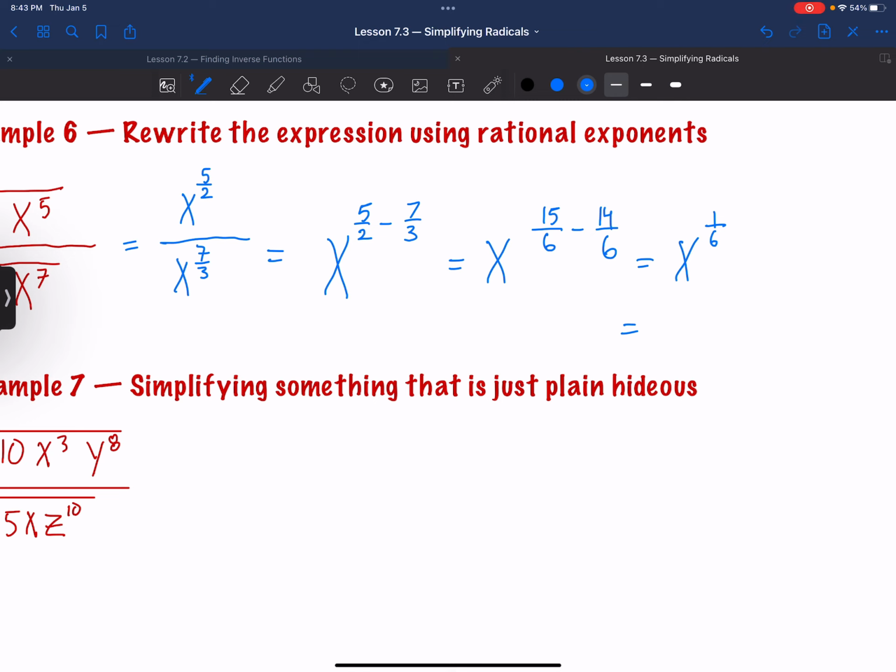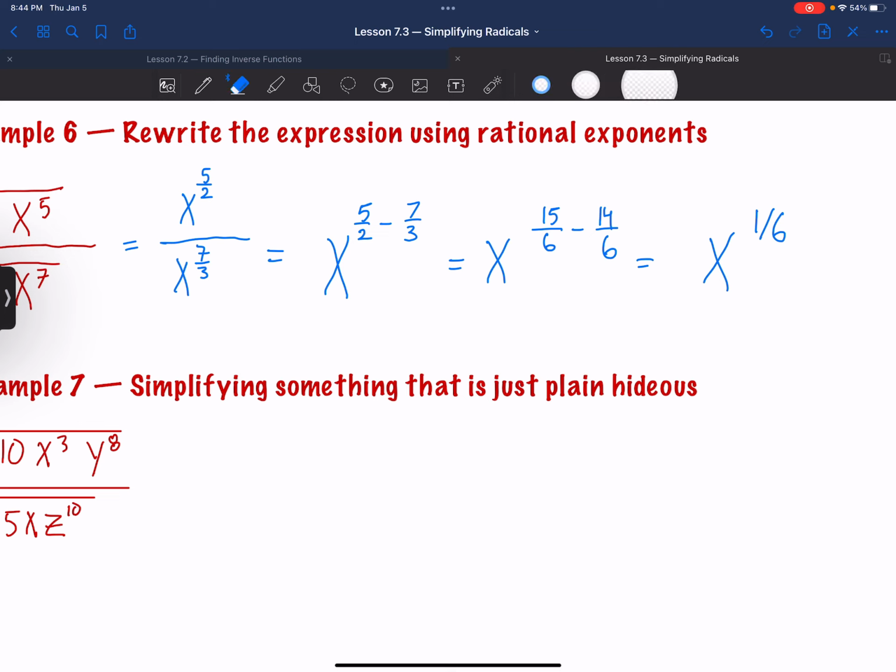I guess we're done. Sorry, it said using rational exponents. So there you go. Okay, yeah, we're done. I was going to say we could rewrite this now as the 6th root of x, which is true. But I guess this question just asked to rewrite it with rational exponents. Okay, cool. That's fine. We can erase that, and we will box this answer. X to the power of 1/6.